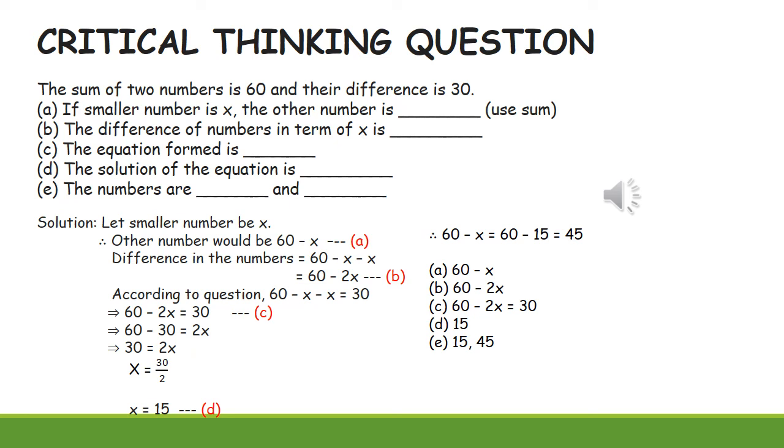Third part is asking for the equation formed. So 60 minus 2x is equal to 30 is the required equation. The solution of the equation, so we are trying to simplify it. 60 minus 2x is equal to 30. So 60 minus 30 will be equal to 2x. So 2x is equal to 30 and x is equal to 30 by 2, that is 15. The numbers will be x, that is equal to 15, and the other number is 60 minus x. So it will be 60 minus 15 equal to 45. So the numbers are 15 and 45.